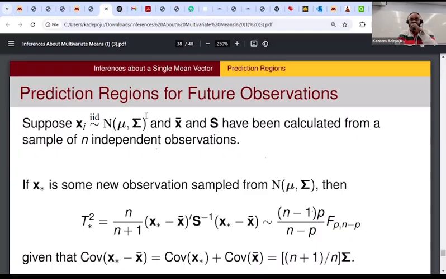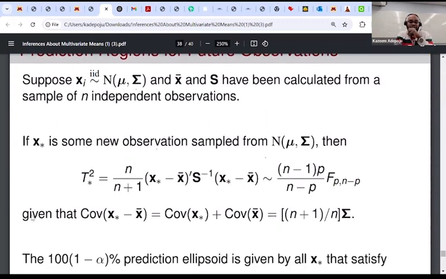I still have this data. I have its sample mean vector and sample covariance. Then I'm going to give you the formula. Now, let us assume that this is a new observation. Can you see that? We want to make a prediction. That's a new observation. And where is that new observation going to come from? It's coming from the population, not from the sample.